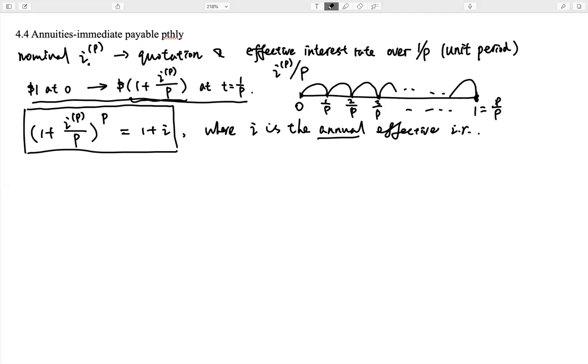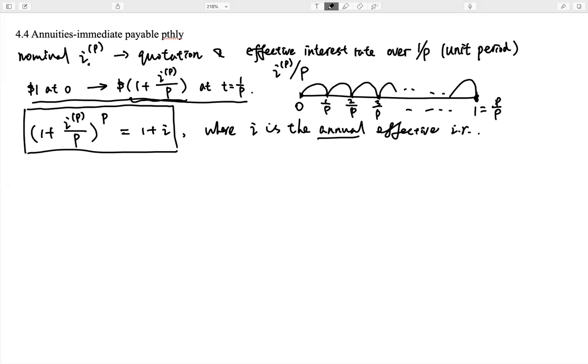You have to convert it to the effective interest rate per unit period and then count over 2 years how many unit periods you have, right? Because there are P periods over 1 year. So over 2 years, you're going to have 2 times P number of periods, okay? That's the most important information we need in order to learn the pricing of annuity immediate today.